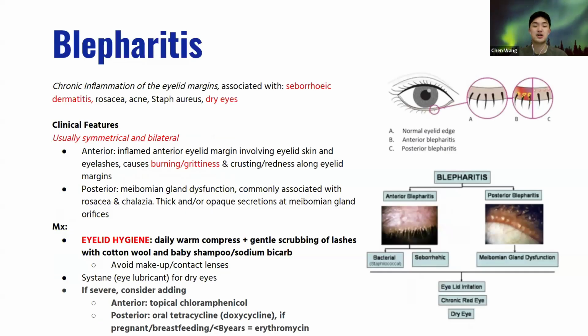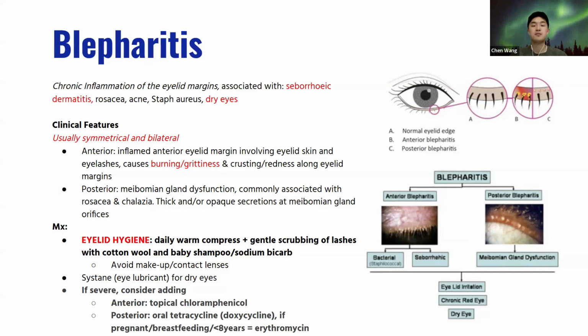Next up is blepharitis, which is a chronic inflammation of the eyelid margins, and it can be associated with a lot of the derm conditions. So the most important ones are seborrheic dermatitis and acne rosacea. So in the exam, if you see like a rhinophyma or something, then you have to think about acne rosacea, and that's actually linked to blepharitis as well. So there are two main types of blepharitis. There's anterior blepharitis and posterior blepharitis. So anterior is usually caused by a bacterial infection, or it can also be caused by seborrheic dermatitis. A posterior blepharitis is usually caused by a meibomian gland dysfunction.